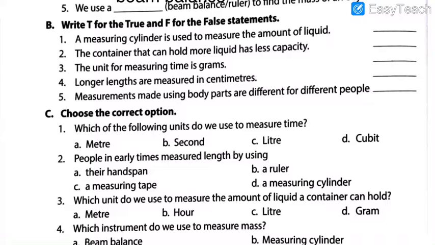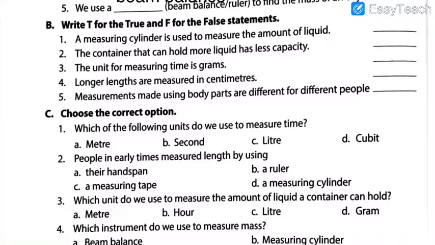5, 4, 3, 2, 1 and 0. Okay. Now the last question for question B, that's number 5. Measurements made using the body parts are different for different people. Very easy statement to understand and obviously very easy to answer. So think about it. Here I am going to give you less time. Try to think about the answer. 4, 3, 2 and 1.